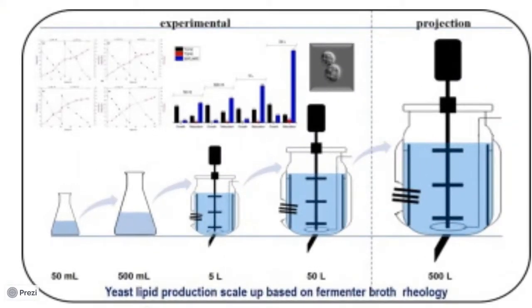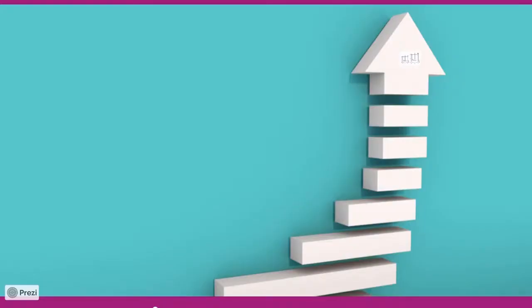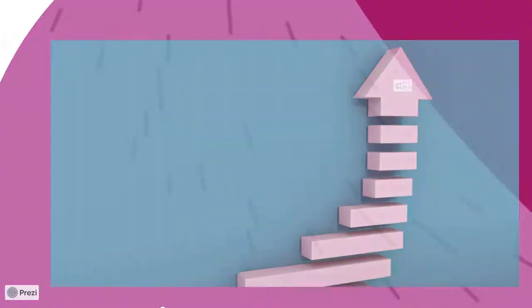Here is an example of scaling up the reactor where the lipid production from the yeast has been scaled up from 50 ml wherein the yield of the lipid has been maintained. The reactor should have the ability to be flexible for the production of various products.